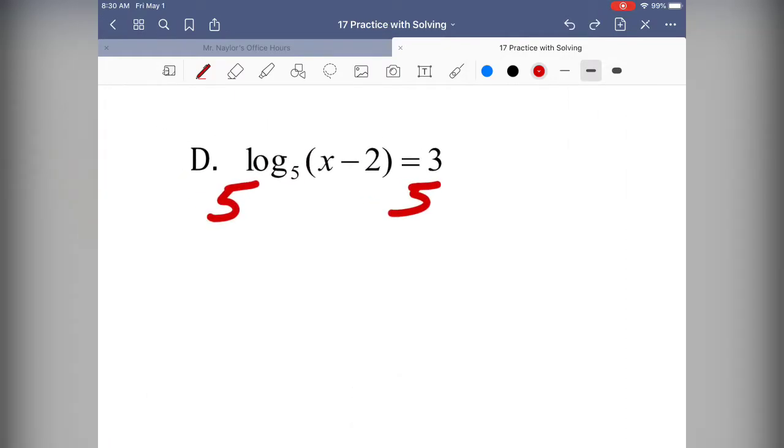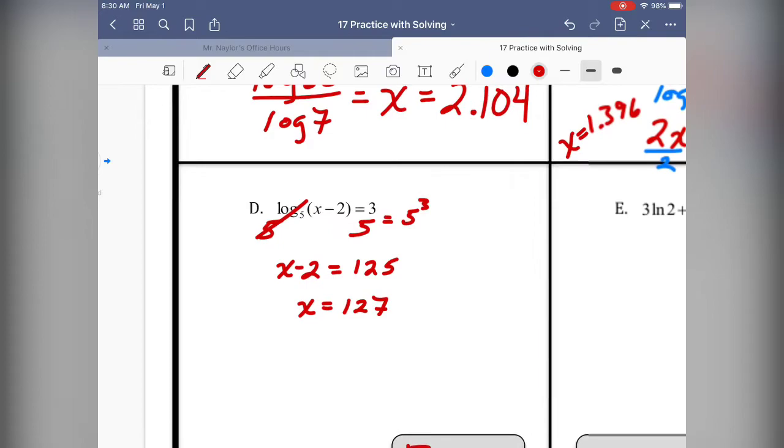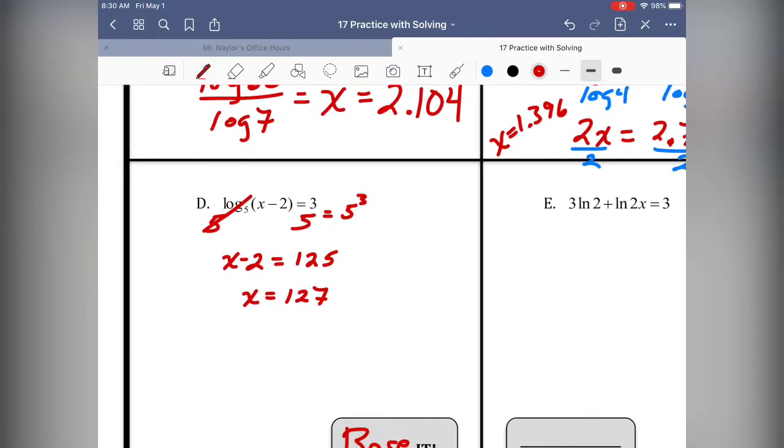Now, when you base with a 5, it cancels with the log. That's the whole reason you did it. But you also get now 5 to the third power. 5 to the third power, that's like 5 times 5 times 5. You got to calculate that, of course, to be 125. So when I do a base to both sides, I end up causing the other side of the equation to raise up like an exponent, 5 to the third power.